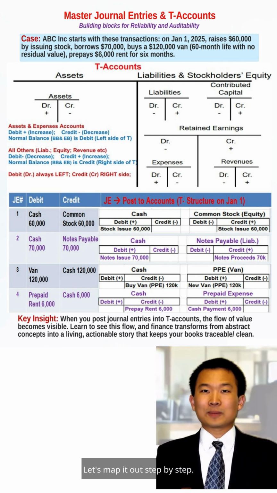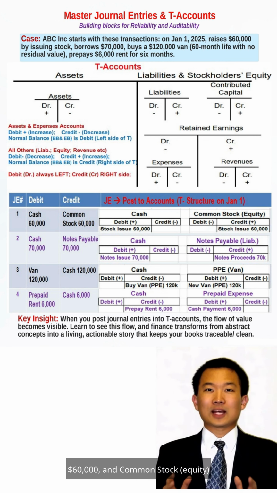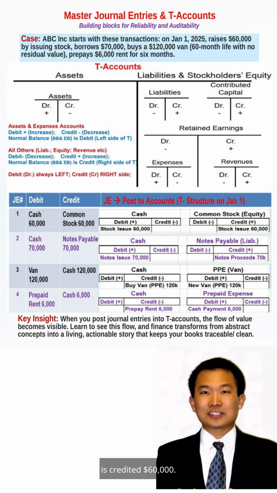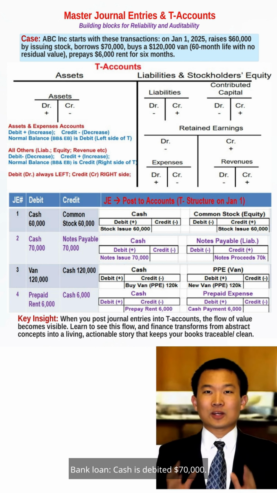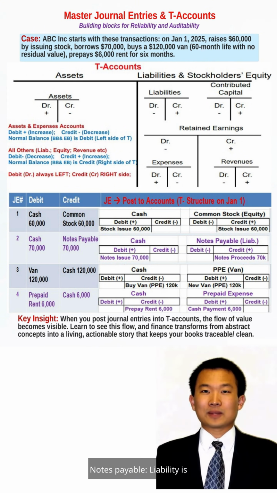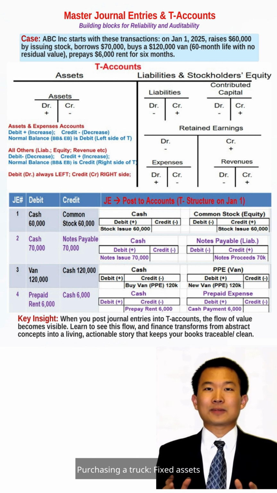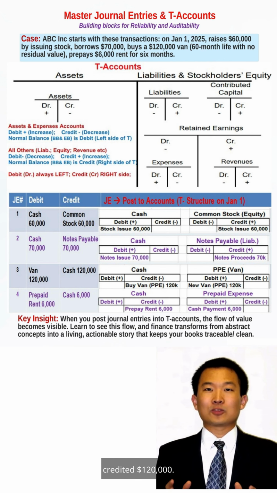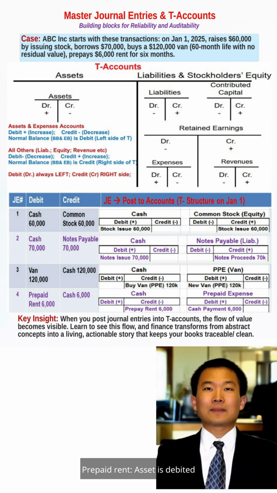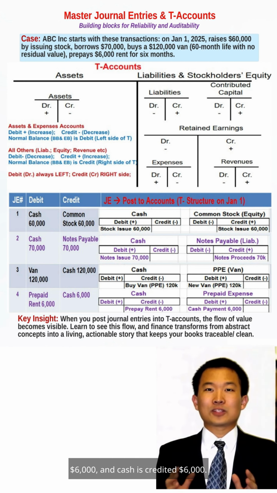Let's map it out step by step. Issuing stock, cash is debited $60,000, and common stock, equity, is credited $60,000. Bank loan, cash is debited $70,000. Notes payable, liability is credited $70,000. Purchasing a truck, fixed assets are debited $120,000, and cash is credited $120,000. Prepaid rent, asset is debited $6,000, and cash is credited $6,000.